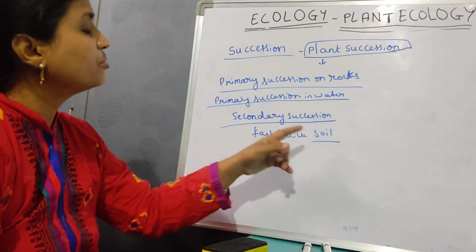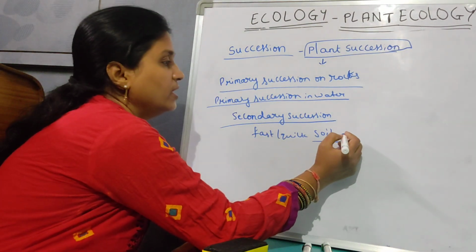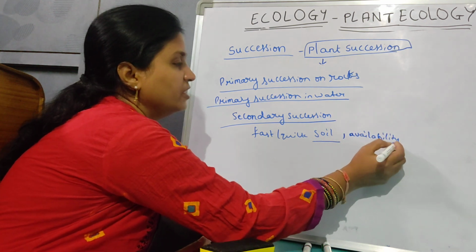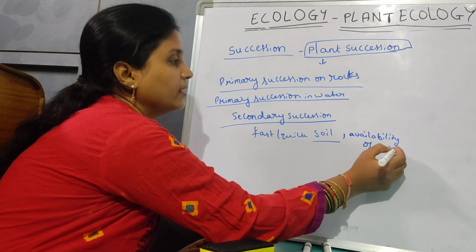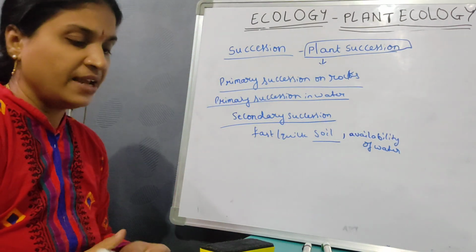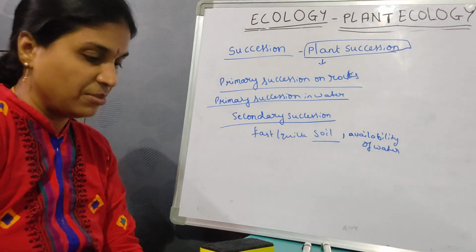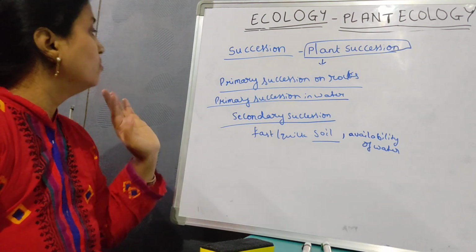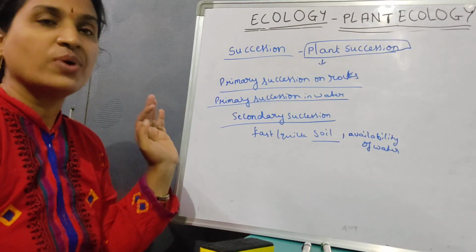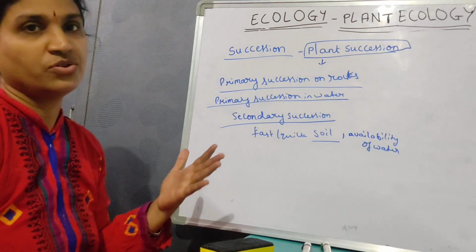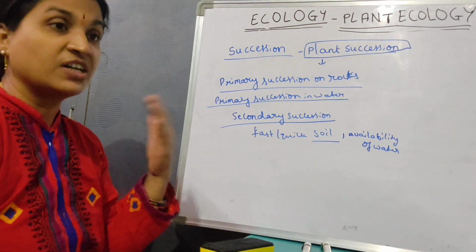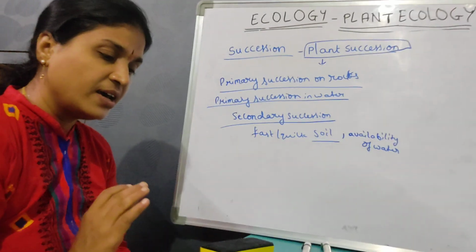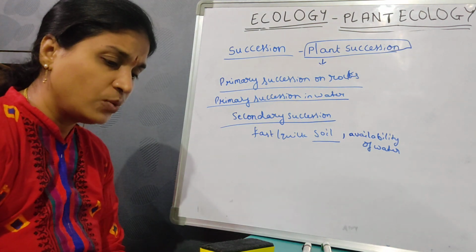So the succession depends upon the soil and also on the availability of water. On the availability of water and soil, the secondary succession depends, and it is somewhat faster when compared to primary succession. But one has to remember one thing: the primary succession is very slow. It takes thousands and thousands of years for the climax community to be obtained. But the secondary succession is somewhat quicker.